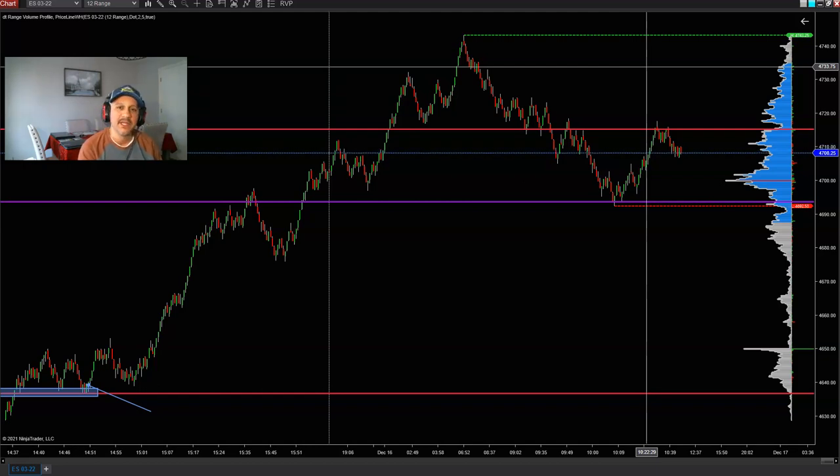Today's video, like I mentioned, guys, was basically showing you how to use the volume profile indicator tool, incorporating it when you're marking up your levels in your charts.